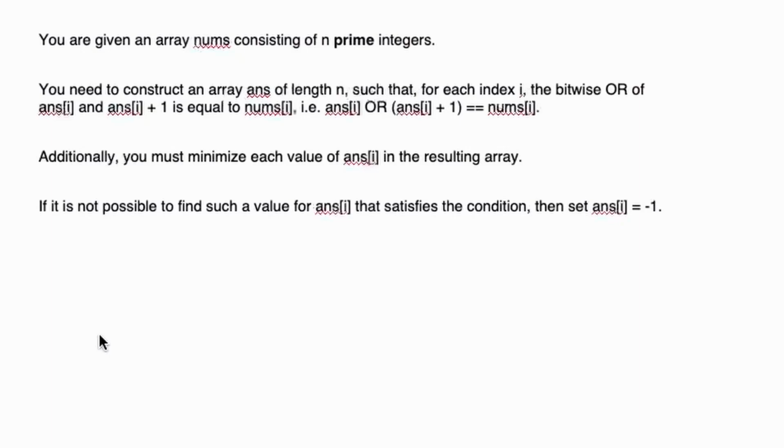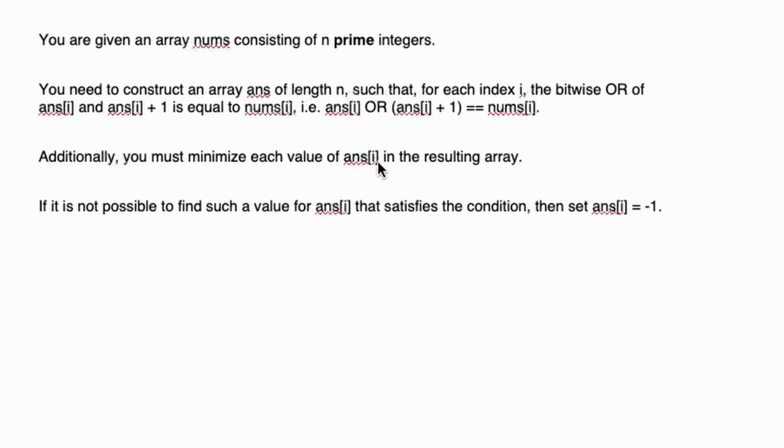Today we're looking at the problem Construct the Minimum Bitwise Array 2, which was question 2 in Biweekly Contest 141. The question reads that we're given an array nums consisting of n prime integers. And remember prime, this will be useful later. We want to construct an array answer of the same length n, and for each index, the bitwise OR of that element plus 1 should be equal to the original number given in that nums array. And we also want to have the minimum possible value for each of those elements in answer.